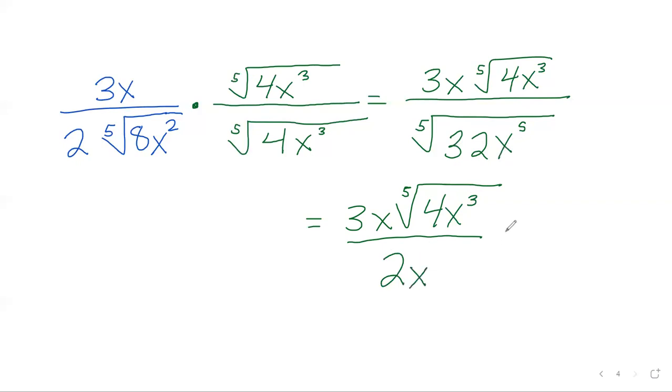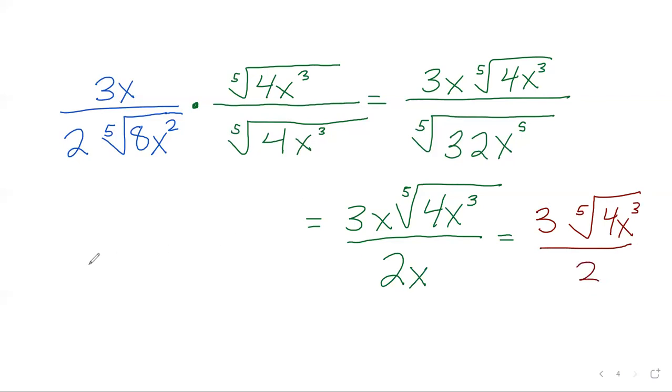And then one last step that we have. Again, we thought that would be the final answer. Turns out it's not, because there's an x that could cancel top and bottom. And so our final answer would be 3 times the fifth root of 4x cubed over 2.